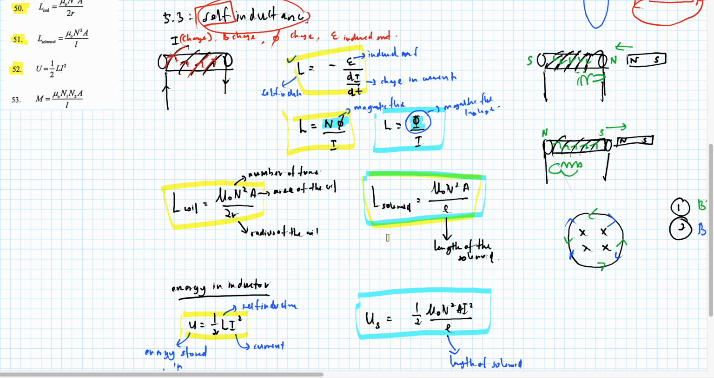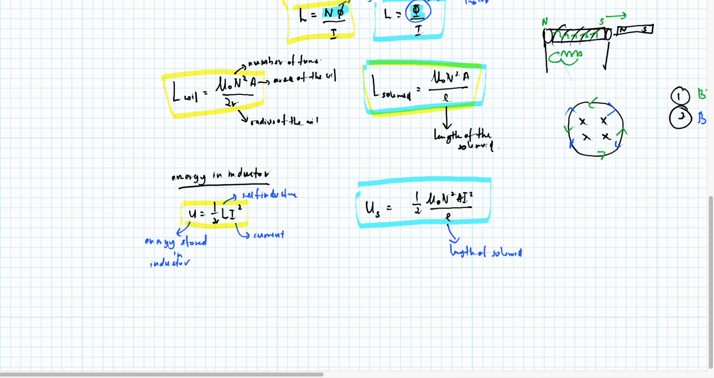Okay, the last concept yang kita belajar in chapter 5 is mutual inductance.